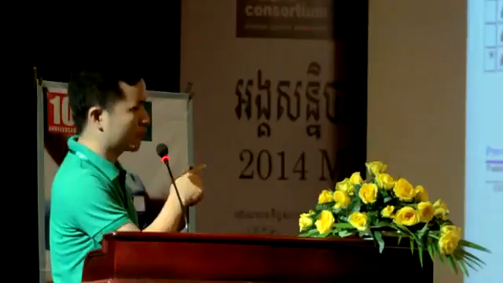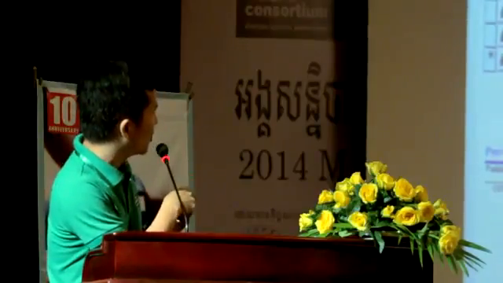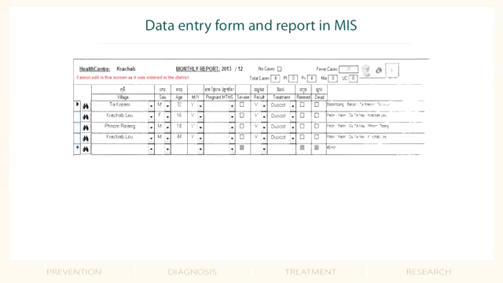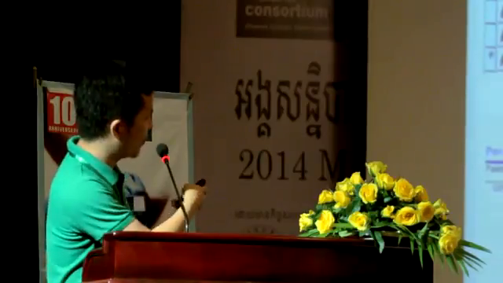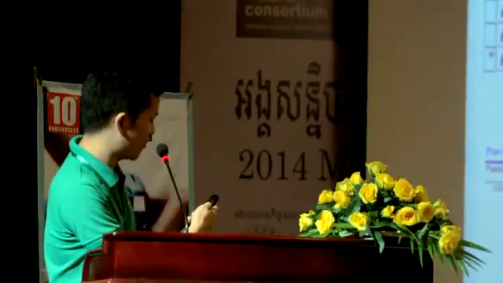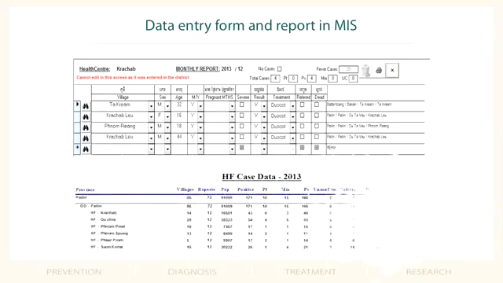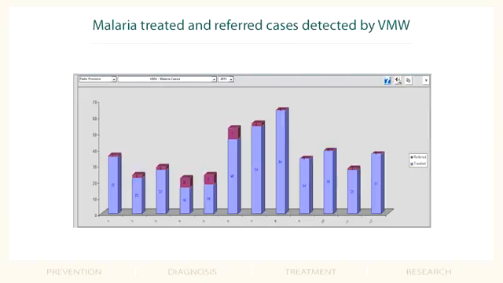I want to show a quick look. This one is the data entry form in the MIS system. It's just one form among many forms in the system. After they enter the data, they can produce a report like this. Also, the system can produce graphs as well. So we don't need an expert in statistics or Access. Just press the button, and the system will generate that graph or report automatically.